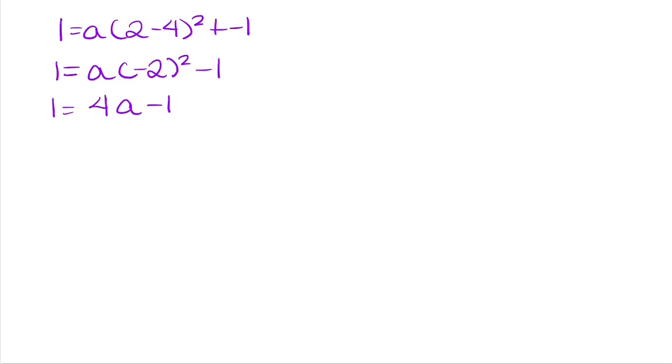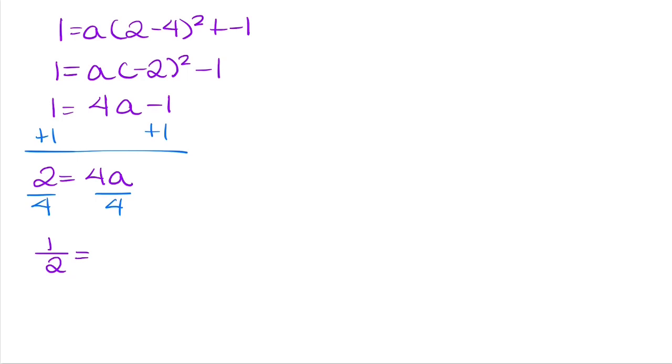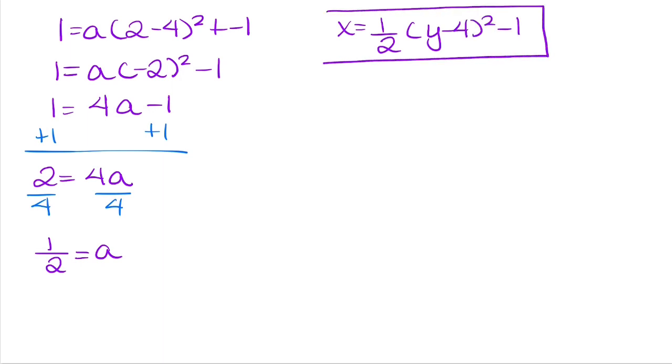So now let's solve this equation for a. So we start off by adding 1 to both sides, and when we add 1 to both sides, we end up with 2 equals 4a. So now we can go ahead and solve for a by dividing both sides by 4. So we have 2 over 4, which reduces to 1/2, so we have 1/2 equals a. So let's go ahead now and plug this all back into that original equation. So we have x equals 1/2 times y minus 4 squared minus 1. That's the equation of this parabola in vertex form.